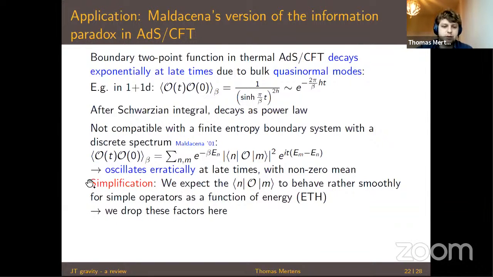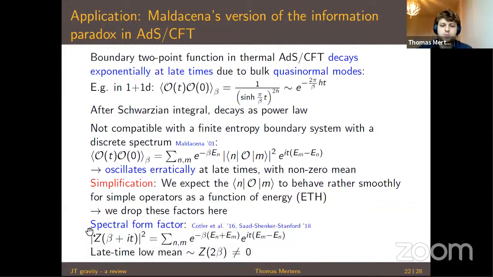Now, to address this, we will do a simplification because we expect these matrix elements of these boundary operators, at least for simple operators, to behave rather smoothly as a function of the energy. So this is basically a version of the ETH conjecture. And we drop these factors here, which means we reduce this thing to an object called the spectral form factor, which was extensively studied in many papers, and which is basically the mod squared of an analytically continued partition function. So we take Z of beta plus it times Z of beta minus it.